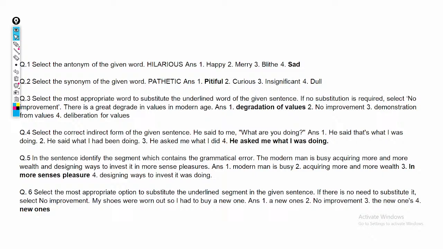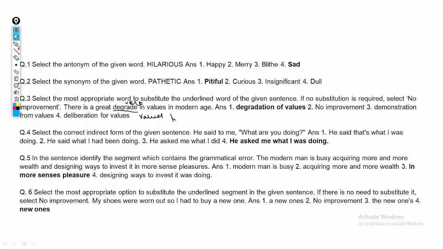But why is it not that? Because degrade is a verb. Degrade is the verb form, isn't it? And here we require a noun. Degrade in values is not grammatically correct. You can write values have degraded. That can be an option.